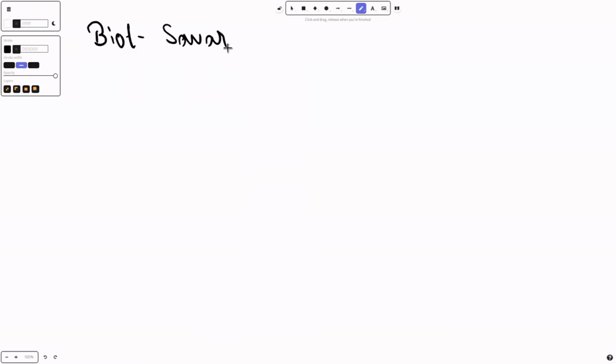Biot-Savart Law. Now, what this law tells us is that if you have got a steady current, by steady current, I mean a current that is constant in time. If 5 amperes is flowing through the wire right now in a certain direction, it will flow in that direction for the entire time we observe it, at the same constant value, that is 5 amperes. Let's say this is the wire and the current is flowing through the wire. We need to find the magnetic field at a certain point P.